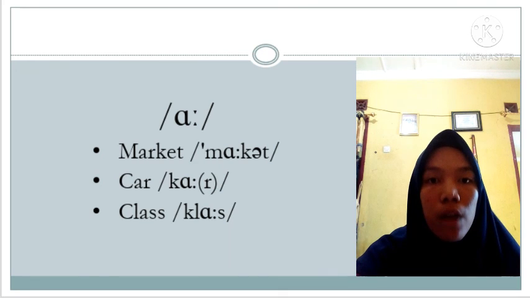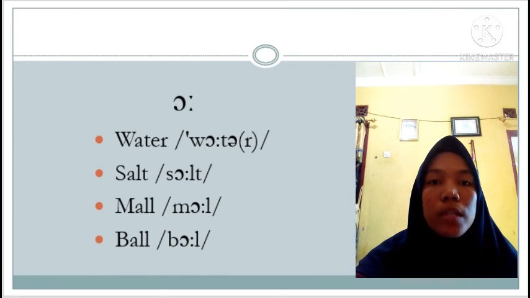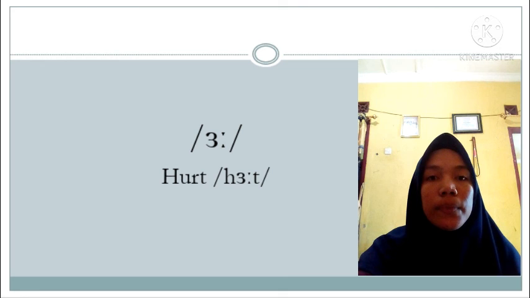Pronunciation A, for example, market, car, and class. Pronunciation O, for example, water, salt, mall, and ball. Pronunciation E, for example, heart.